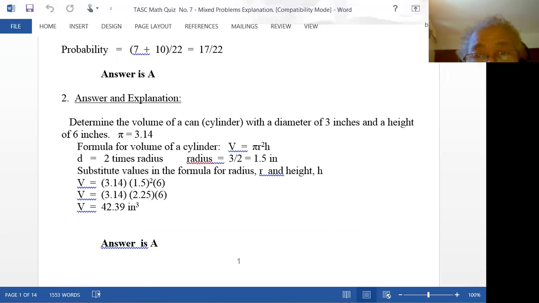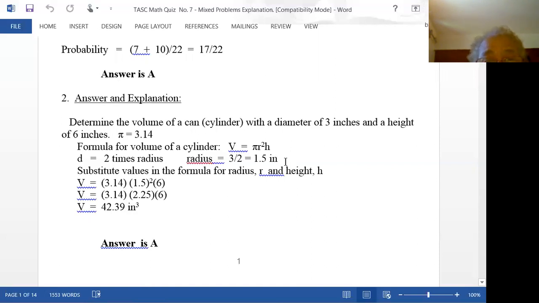Now, the diameter is 2 times the radius. Another way of saying this is the radius is 1/2 of the diameter. So we must first take our diameter of 3 inches and change it to our radius. That's 3 divided by 2, which is 1.5.